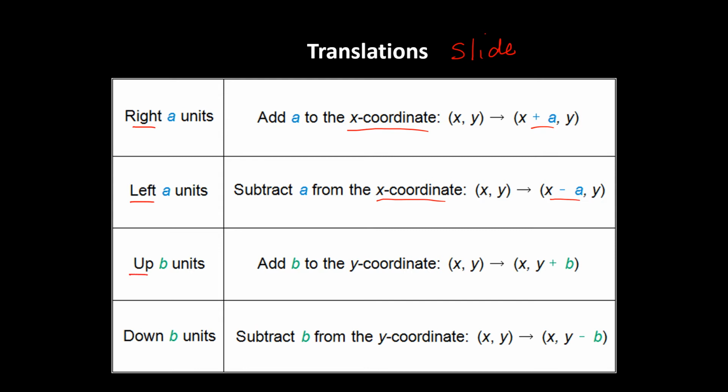Next, if I wanted to slide that figure up, I would add B units along the y-axis, and I would be adding B to y. And then if I wanted to slide that figure down, that means I would be subtracting some B units along the y-axis, where I subtracted B from y.